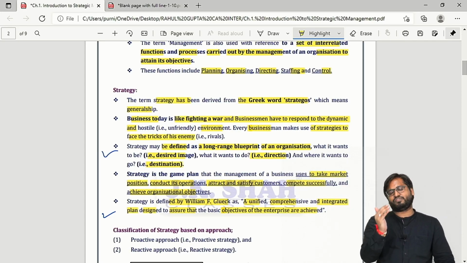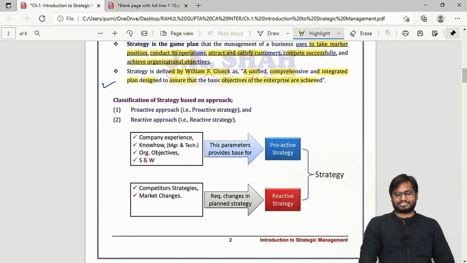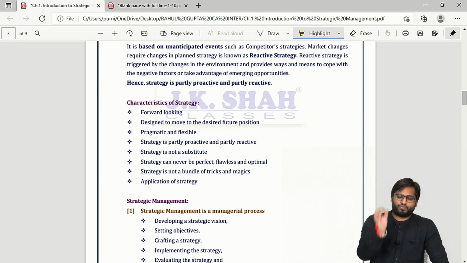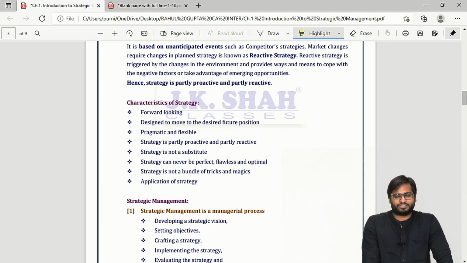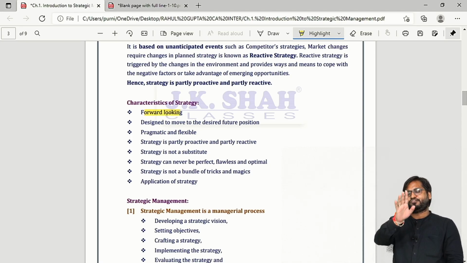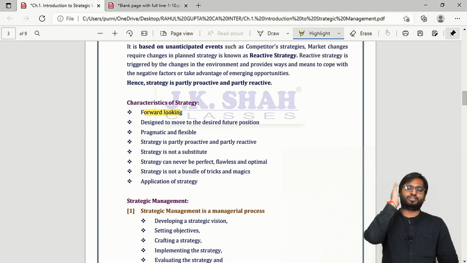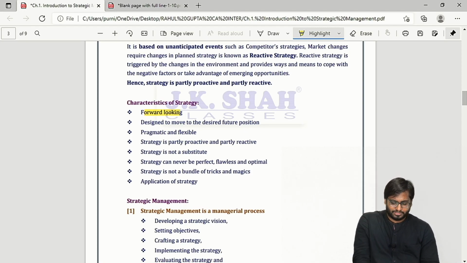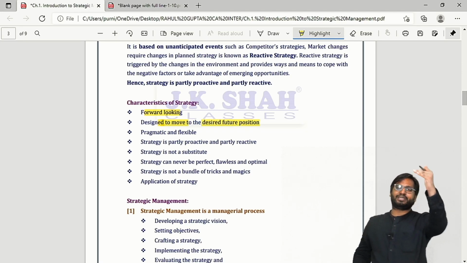Now this definition will help us understand the characteristics of strategy. Now what are the characteristics of strategy? The first characteristic is forward looking. As per the first definition, if you remember, it is a long range blueprint, right? So long range blueprint means forward looking. We prepare strategy not for today but for future years, that is in the coming years. It is designed to move from the current position to the desired future position.